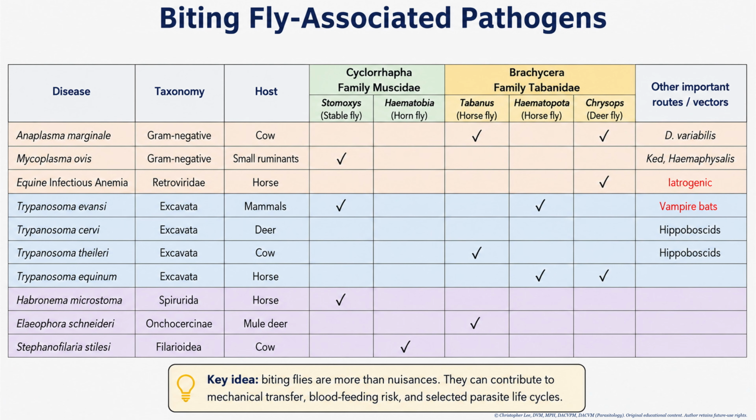This table reviews several biting fly examples. Stable flies and tabanids can transfer blood-borne agents. Tsetse flies and some hippoboscids are biologic vectors because parasites develop within the fly. The table also reminds us that flies are rarely the only route. Ticks, iatrogenic transmission, other vectors, even terrifying vampire bats, and direct management practices may also matter. The clinical habit to build is this. When you see a biting fly, ask whether its role is contaminated mouthparts, repeated blood feeding, true biologic development, or some combination of those patterns.